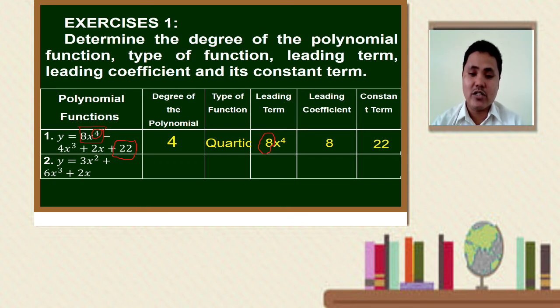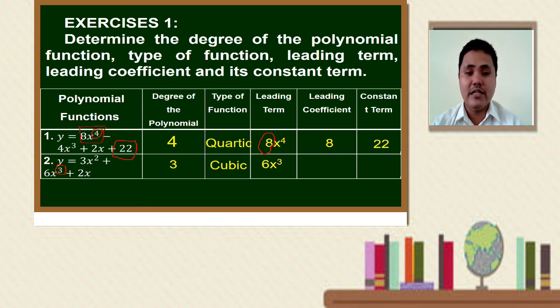So let's go to polynomial function number 2, y equals 3x squared plus 6x cubed plus 2x. Okay, so by carefully looking at the terms of that particular function, we observe that the highest power is here, and that is degree 3. And that function is cubic polynomial function. Then our leading term, ug asa ang term nga dunay dako og exponent or taas og exponent, so that is 6x cubed.